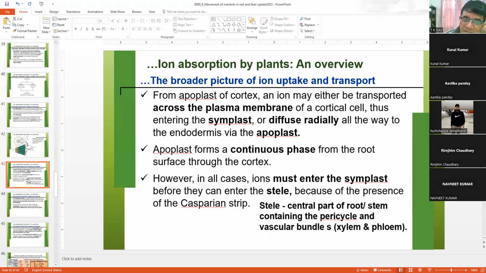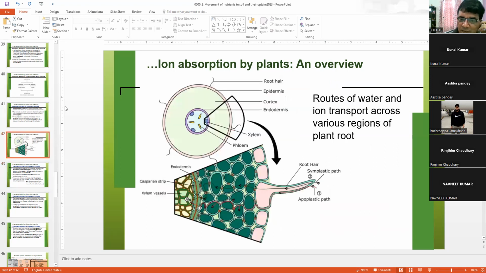A broader picture, again, you can see from apoplast of cortex, an ion may either be transported across the plasma membrane of a cortical cell, thus entering the symplast, or diffuse radially all the way to the endodermis via the apoplast. So it can diffuse by apoplast also. You can see the green one, this apoplast.